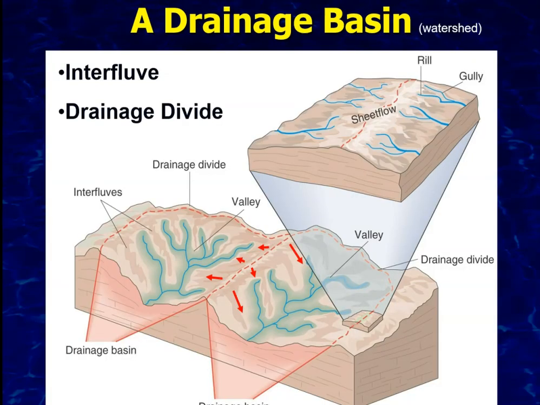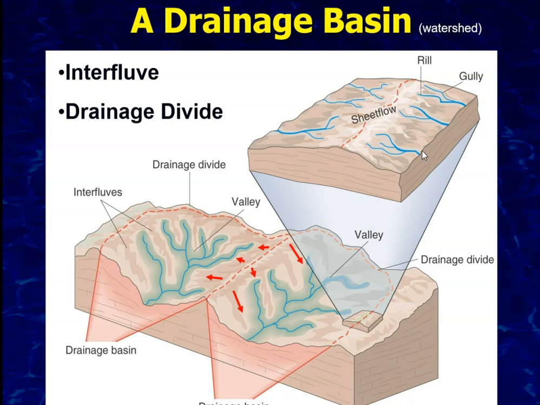Now, streams will drain what's referred to as a drainage basin. So the idea is, what direction does water flow? Downhill. So in any given area, if you've got mountains or hills, there's going to be a highest point. Water falling on one side of that highest point is going to flow off in one direction, and water falling on the other side of that highest point is going to flow in a different direction.